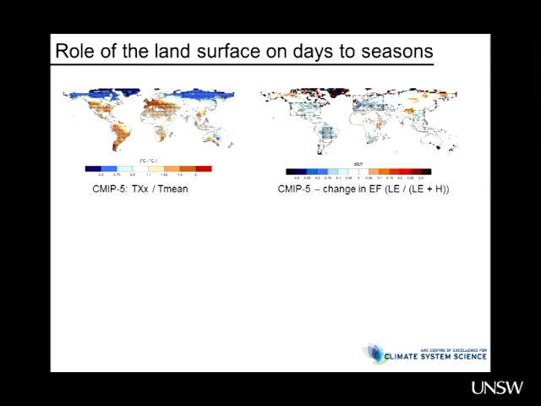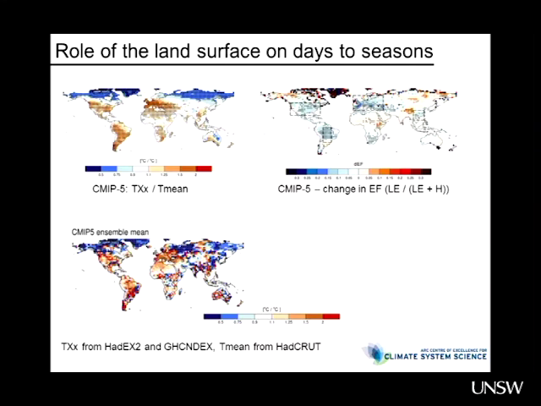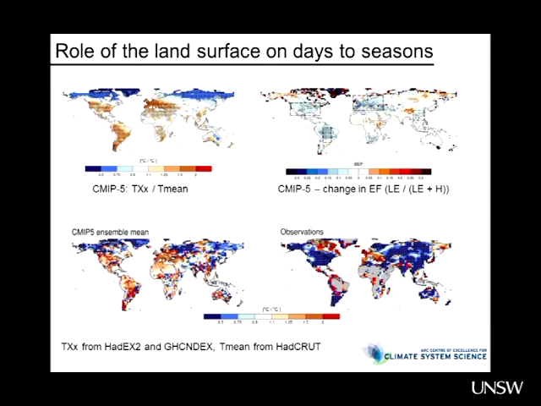It's the latent heat divided by the sum of the latent plus sensible heat. And you can see that these places where we see a strong amplification on maximum temperatures, here, are coincident with a strong change in the evaporative fraction, here and here. All good. We're seeing a strong amplification in the models of extreme temperatures coincident with this change in the partitioning of energy between latent and sensible heat. That's the same picture, slightly differently masked for various reasons, and here are the observations.